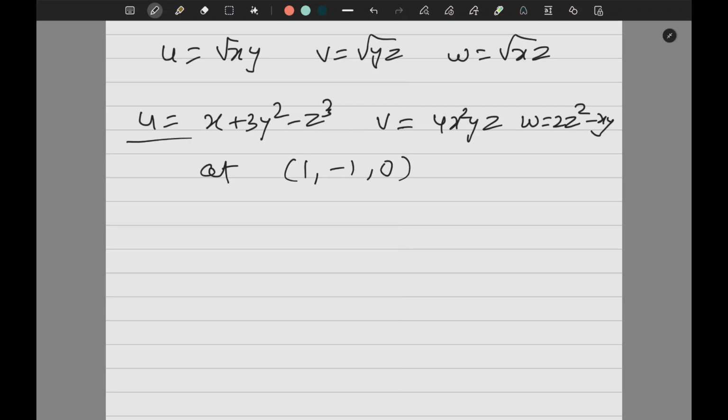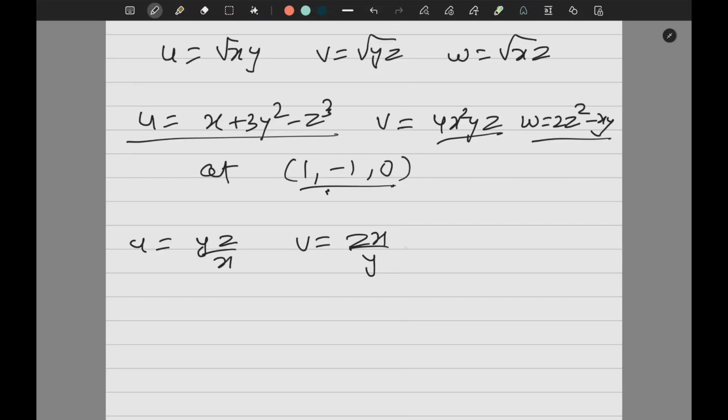So in this question what you will do? Find out the derivative and then substitute this value. Find out the derivative, then substitute this value. Then find out the derivative and substitute this value and then create the Jacobian. Otherwise it will become very lengthy. Same way I can give you this also. u is equal to yz upon x, v is equal to zx upon y, and w is equal to xy upon z. Like that many questions I can give you.